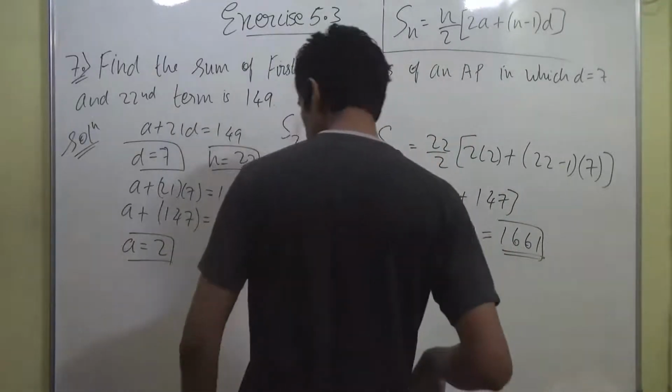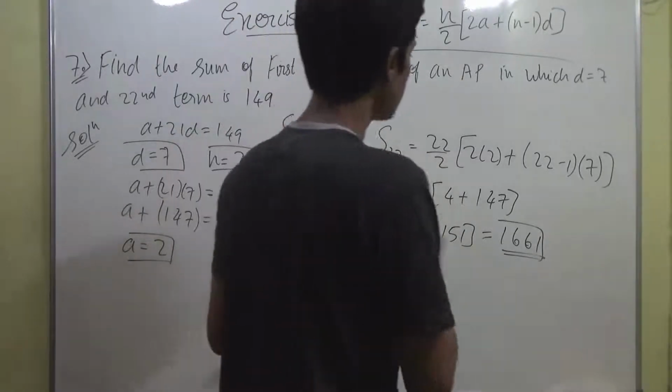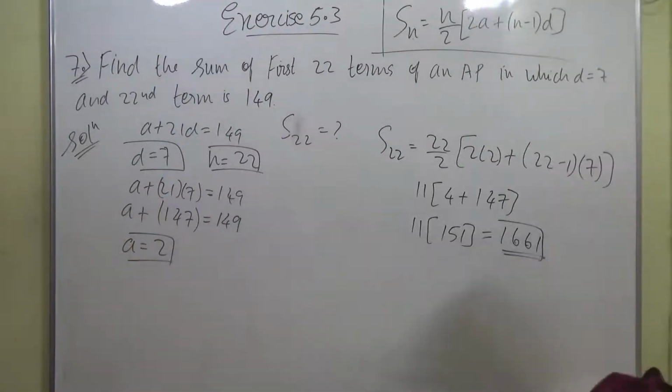So S of 22 is 1661. As simple as that, guys. Very short answer, right? Not at all tough. Easy. Right, now we can take the screenshot. After this, let's go to question number 8.